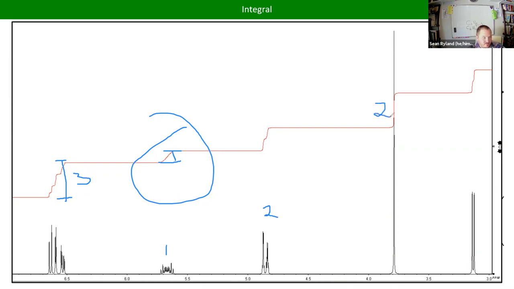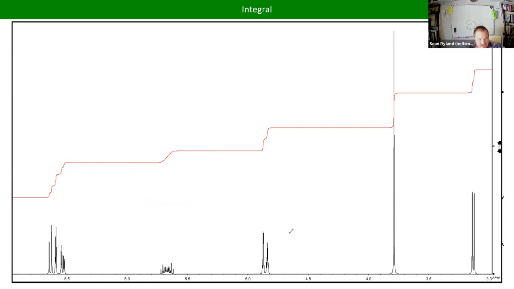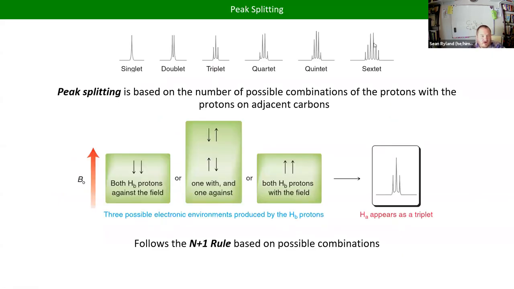Does that make sense? It's physically going to tell you how many hydrogens are in each signal, versus the peak splitting, which doesn't tell you how many protons are in each signal. They tell you about how many protons are next door.